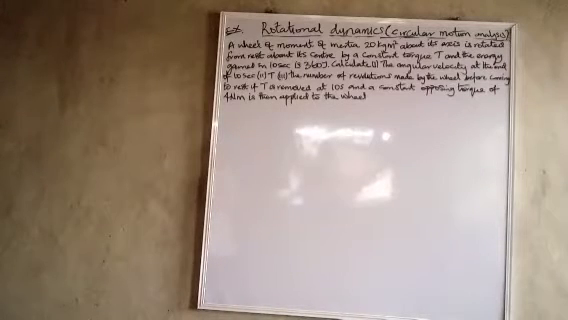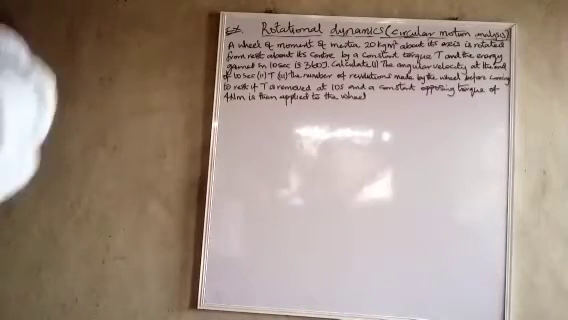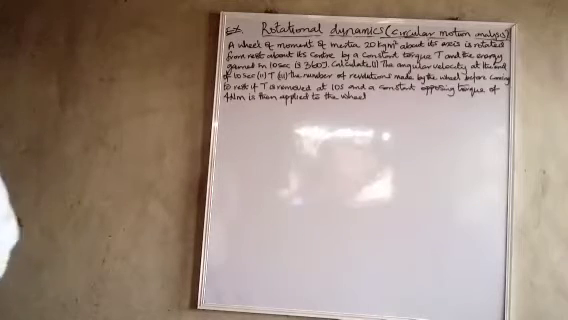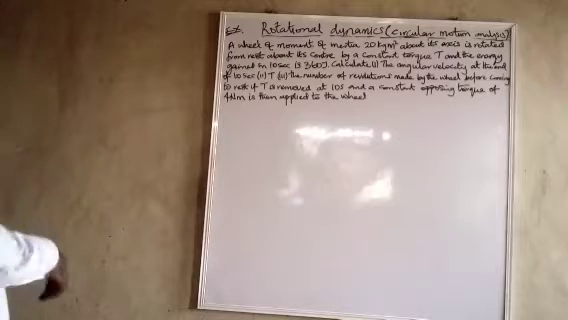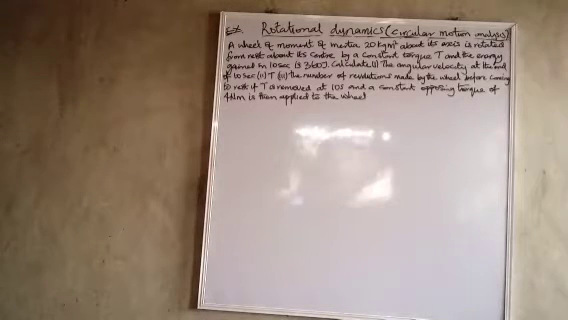A wheel of moment of inertia 20 kilogram meter squared about its axis is rotated from rest about its center by a constant torque T, and the energy gained in 10 seconds is 360 joules. Calculate 1, the angular velocity at the end of 10 seconds. 2, T. 3, the number of revolutions made by the wheel before coming to rest if T is removed at 10 seconds, and a constant opposing torque of 4 Nm is then applied to the wheel.